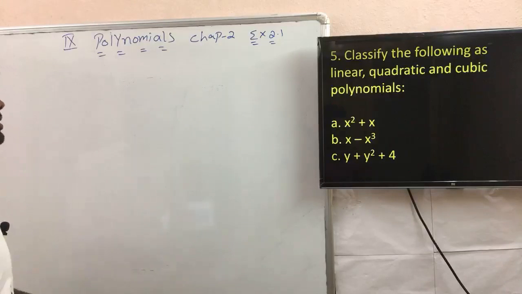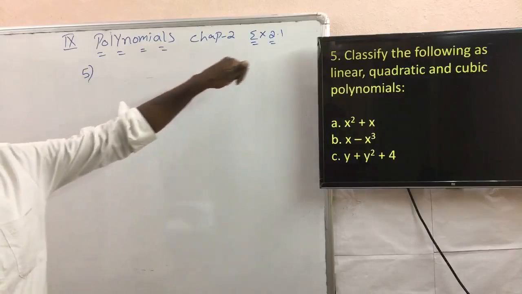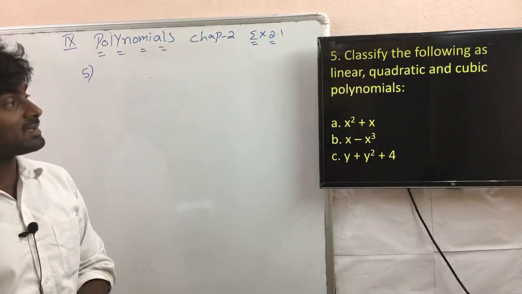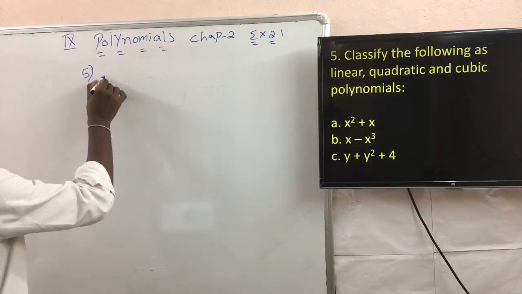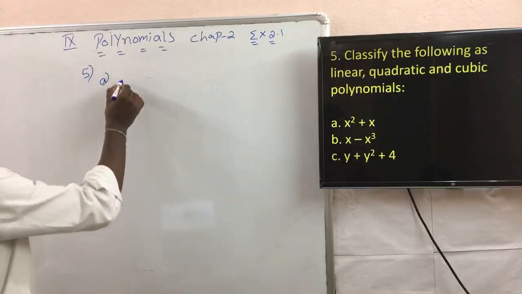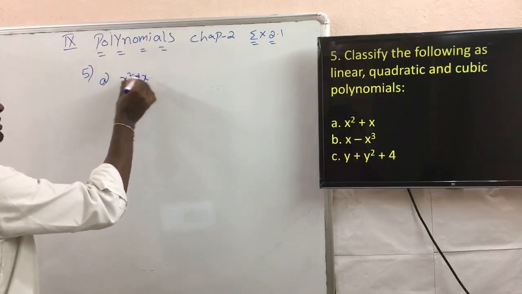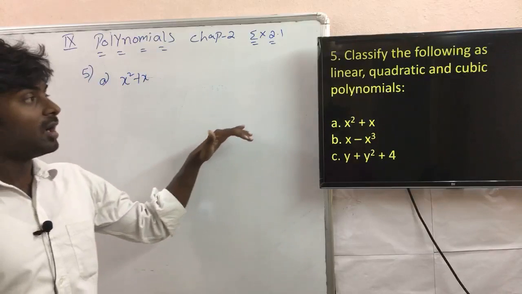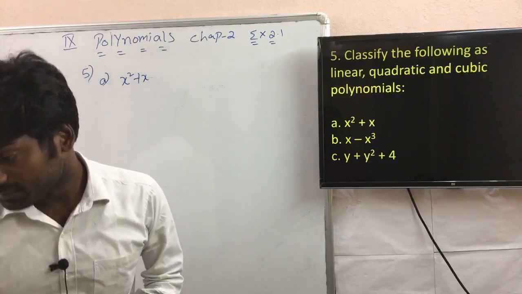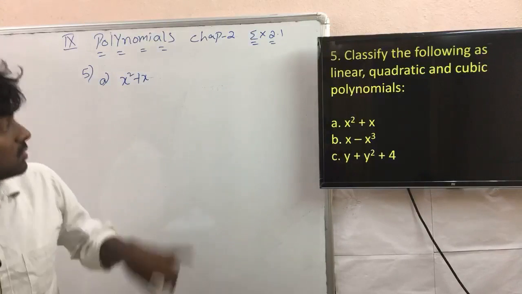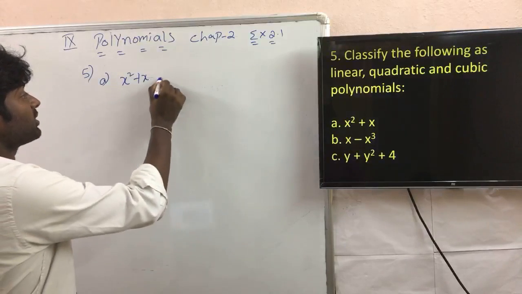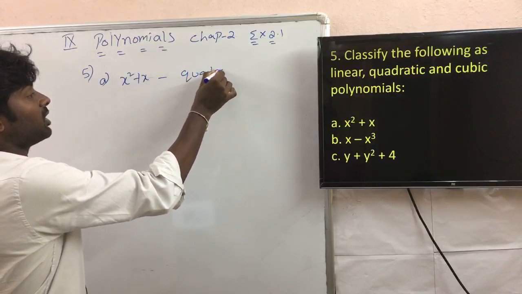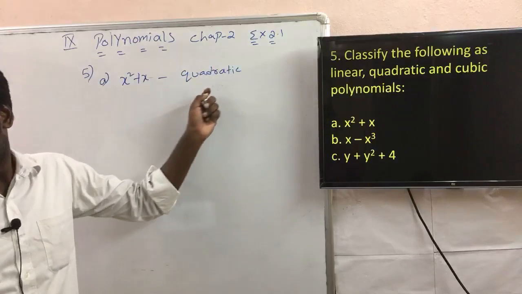Now next, exercise 2.1 polynomials. Fifth one is asking here, classify the polynomials as linear, quadratic and cubic polynomials. First one, x squared plus x. Here we have to mention whether they are linear or quadratic or cubic. So first one, yes, it is quadratic, because the degree is 2.